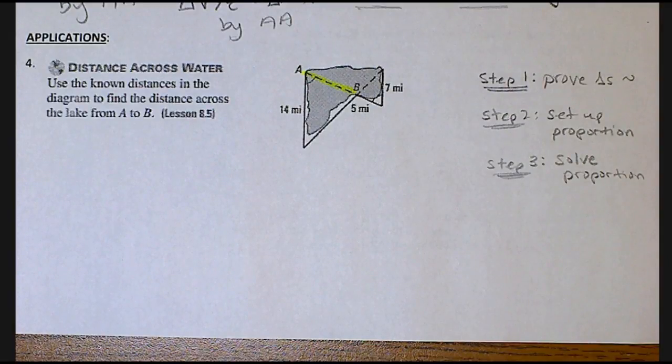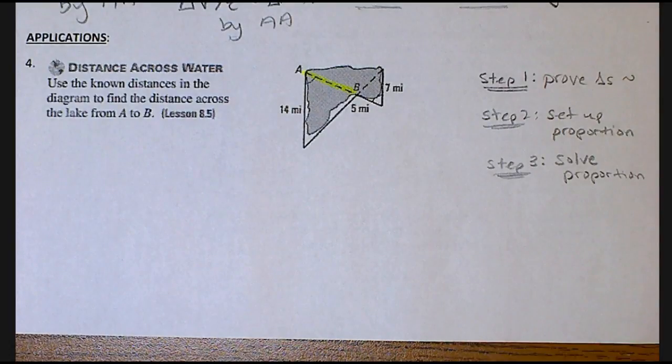Now what we're going to be doing is using the concept of similar triangles to solve word problems and application problems that people actually do in real life. And there's a lot of similar triangles that exist in our world. It's just a little bit difficult to find them. So the first step that you always have to do whenever you get a problem like this is to first prove that the triangles are in fact similar.